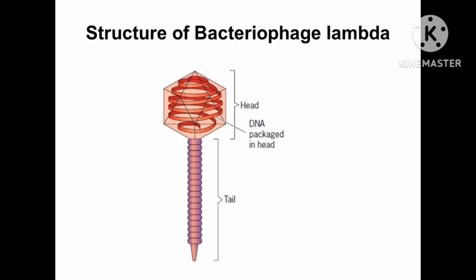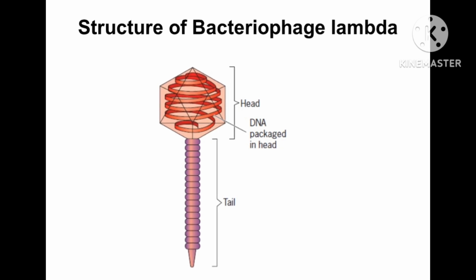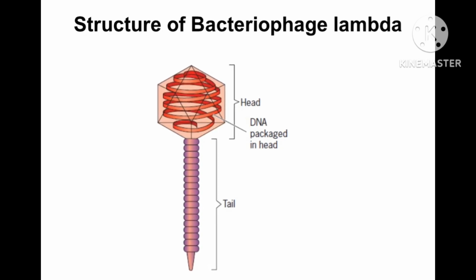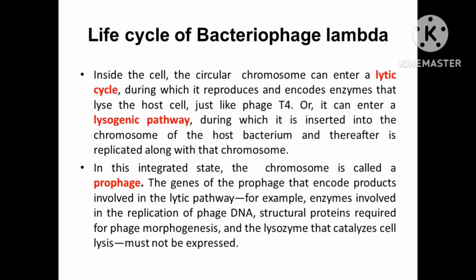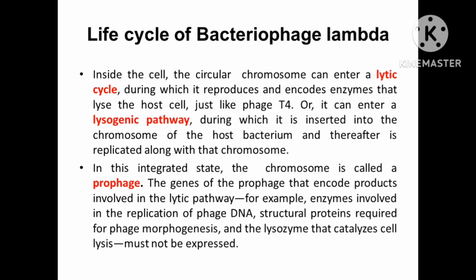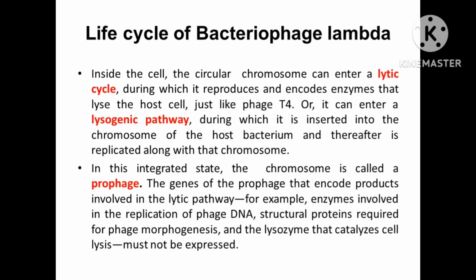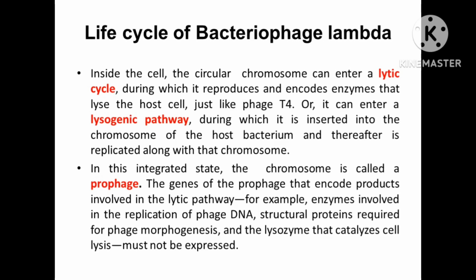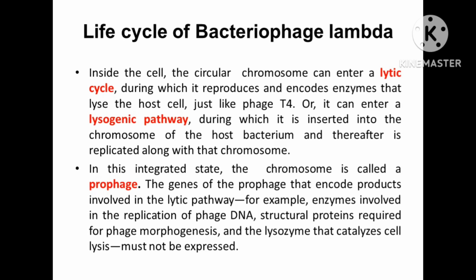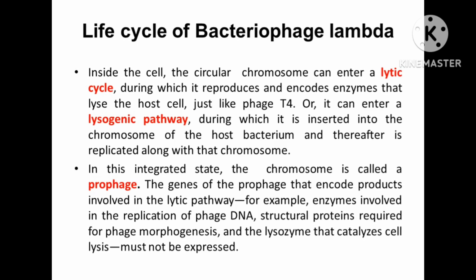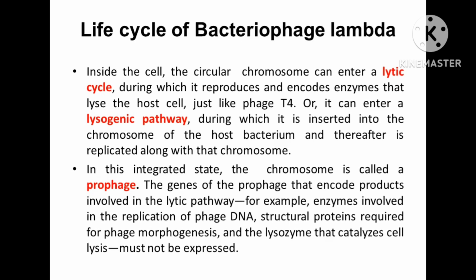The structure of bacteriophage lambda consists of head and tail. Double-stranded DNA molecule is packed inside the head. Life cycle of bacteriophage lambda. Bacteriophage lambda can enter either a lytic pathway or lysogenic pathway. Inside the cell, when the circular lambda chromosome enters a lytic cycle, it reproduces and encodes enzymes that lyse the host cell, just like bacteriophage T4.